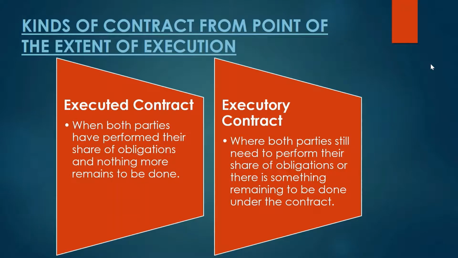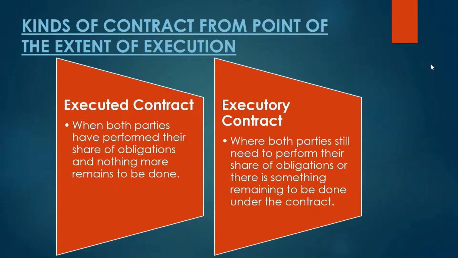For example, Mr. A agrees to paint Mr. B's house for 50,000 rupees and Mr. B agreed to provide paint to Mr. A. Mr. B provides the paint, Mr. A completes the painting of the house, Mr. B makes the payment of 50,000. This is an executed contract as both the parties have performed their obligations under the contract and nothing more remains to be done, right?